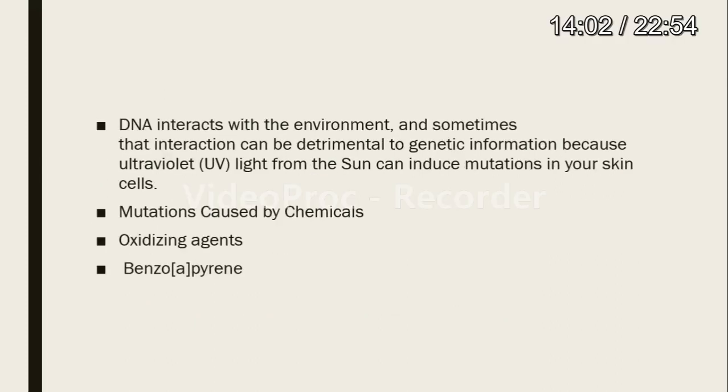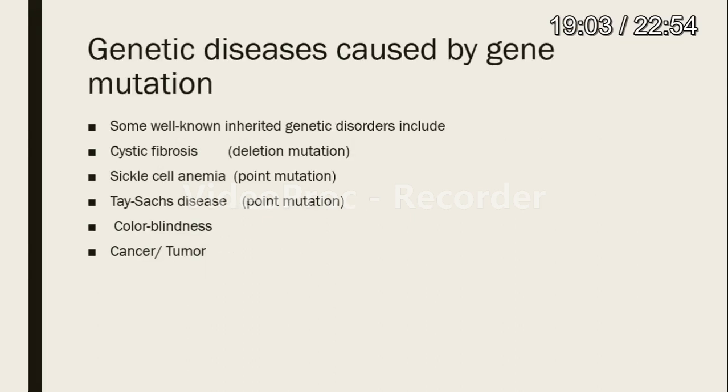So the next one is how this change takes place. You know that ultraviolet radiation, X-rays, and the chemical mutagens are the environmental factors that cause the change in the DNA. For example, oxidizing agents and benzopyrene are chemicals that cause mutations. These are the agents that cause the change in the DNA.